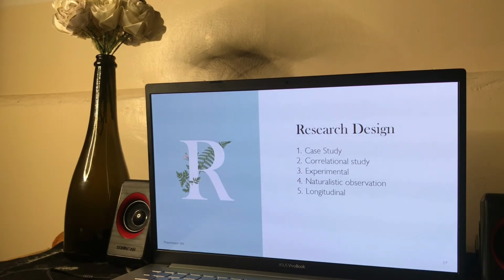Fifth is longitudinal. This studies and follows a single group over a period of time. Next is cross-sectional. This involves individuals of different ages who are compared at one time. Next is sequential. This starts with a cross-sectional study that includes individuals of different ages. And the last one is action research.